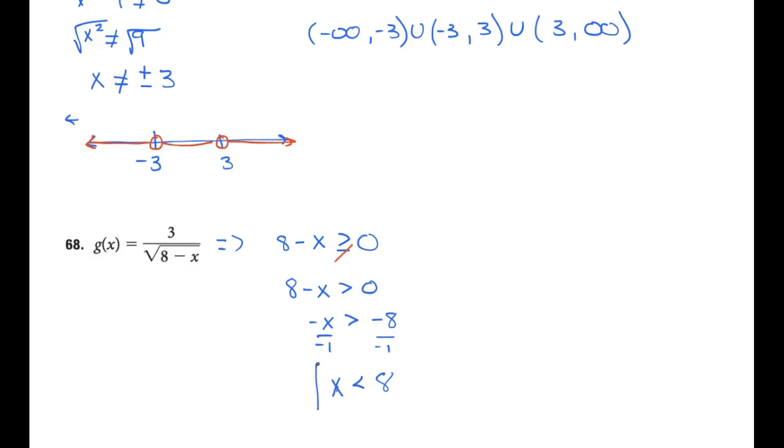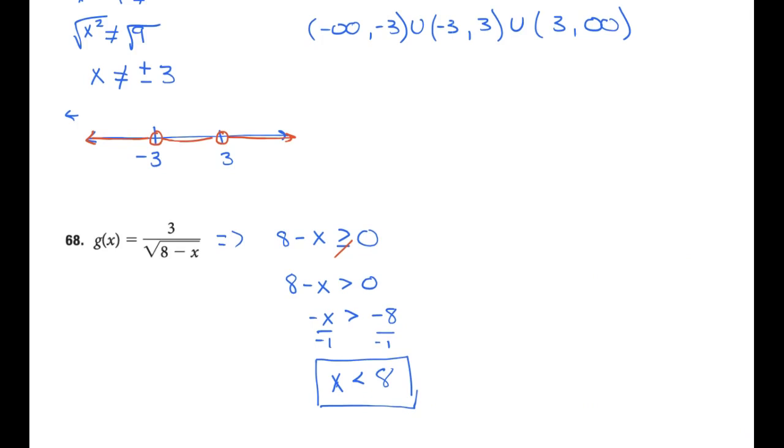So that's a great way to test it. Test something less than 8 and see if it works. Put 0 in. That's easy. 8 minus 0 is 8. Square root of 8. That's fine. Okay, so that is the last example that I have.